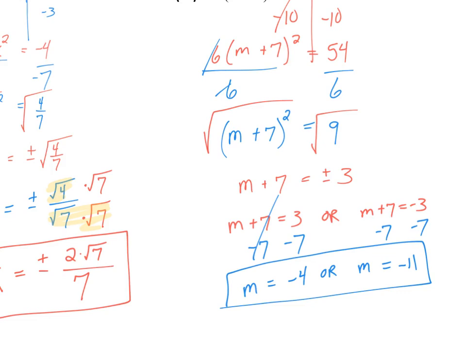And we do that when the answer comes out to something nice. If this were a square root, we'd have to keep plus or minus. But since it's a nice whole number like 3, we actually find the two numbers to be negative 4 and negative 11. And that's how we solve with square roots.